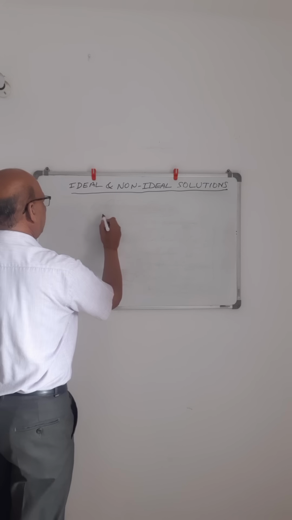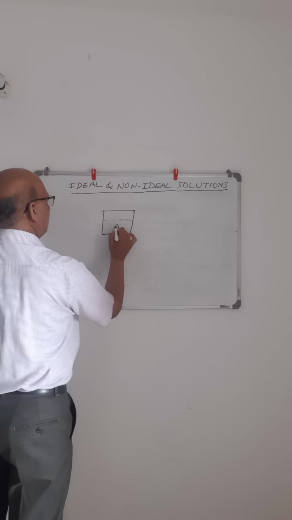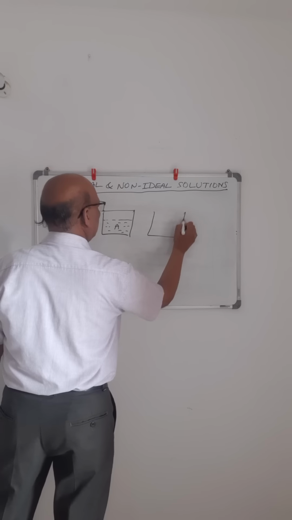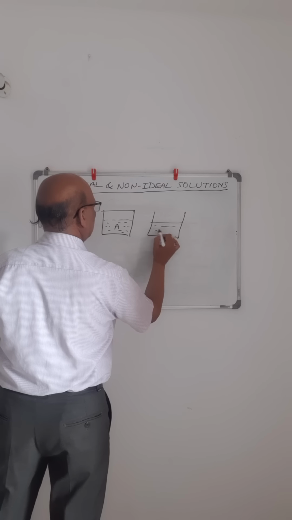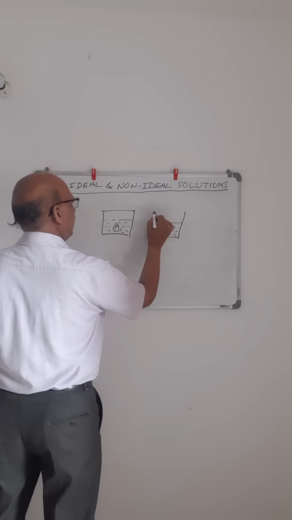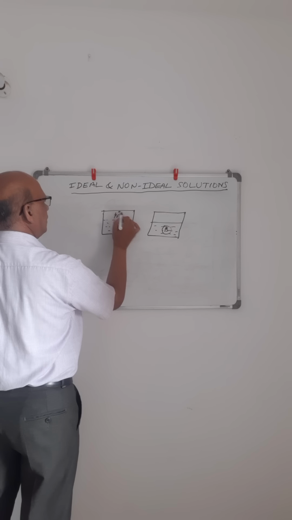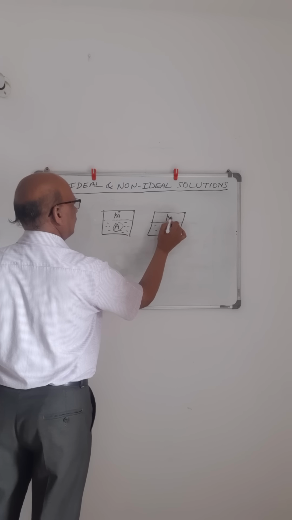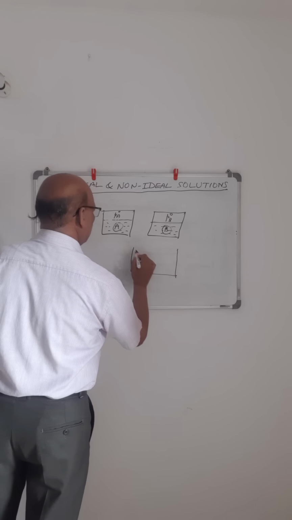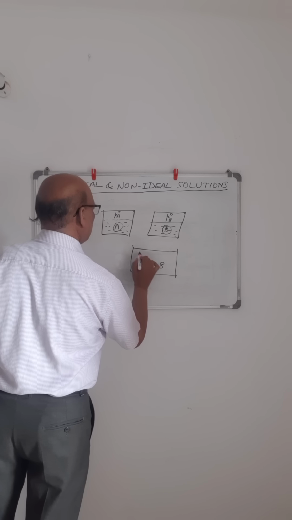Suppose we have two volatile liquids. Okay, one is A in this container and there is another volatile liquid B in another container. Okay, and suppose this is exerting a vapor pressure of PA naught and this is exerting a vapor pressure of PB naught. अगर हम इन दोनों सॉल्यूशंस को मिक्स कर देते हैं एक दूसरे कंटेनर में, then it will have the molecules of A and B both.